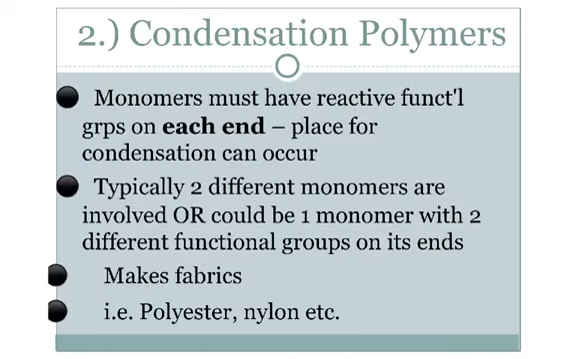So the second type of polymer is called a condensation polymer, and these have to have reactive functional groups on each end of the monomer. So often we have two totally different monomers here, whereas with our addition monomers we usually have the same one over and over. We can also have one monomer with two different functional groups on its ends. So there's a couple of different ways we can make a condensation polymer, and I'll show you both of them.